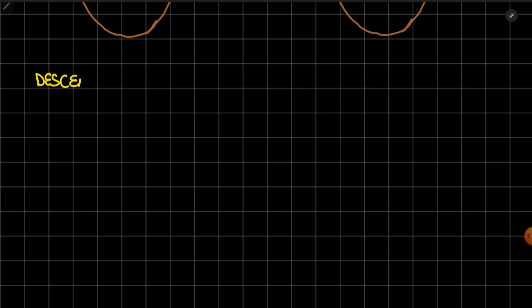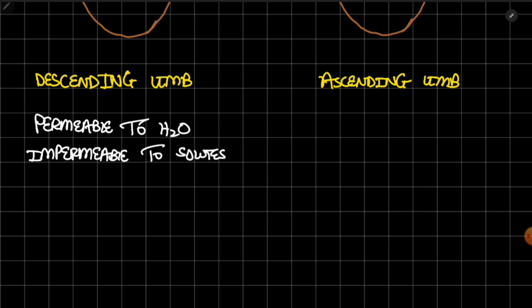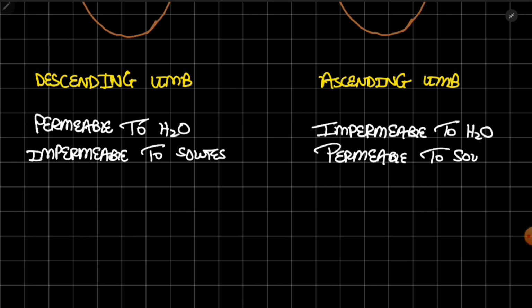Descending limb and ascending limb. Basically, the descending limb is permeable to H2O and impermeable to solutes, and the ascending limb is just the opposite: it is impermeable to H2O and permeable to solutes.